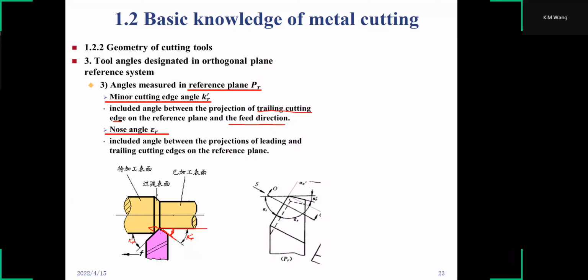Okay, and the nose angle is the angle between the leading and the trailing cutting edge on the reference plane. We can see that this is the leading cutting edge, and this is the trailing cutting edge. So this angle is the nose angle. In this picture, it is this angle. Okay. Can you understand these angles?